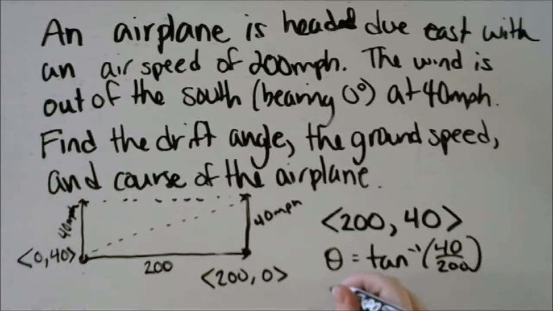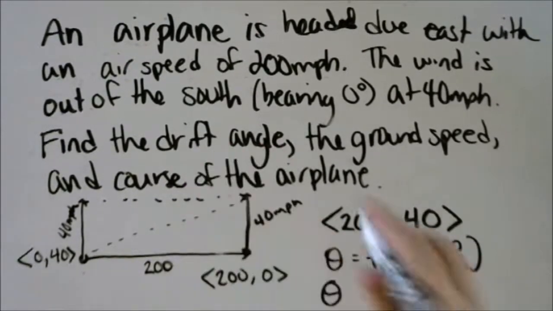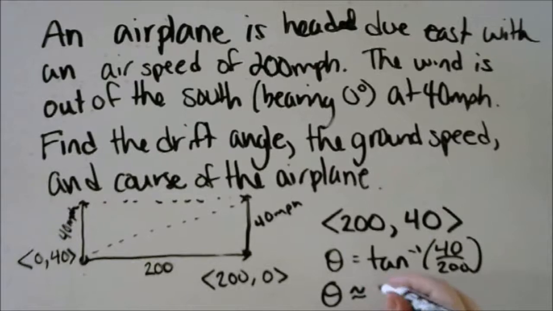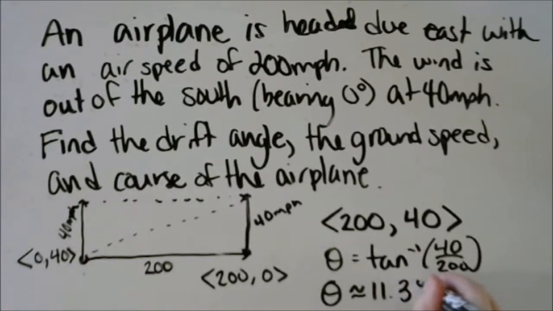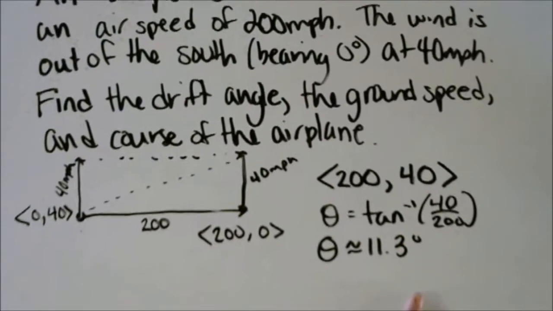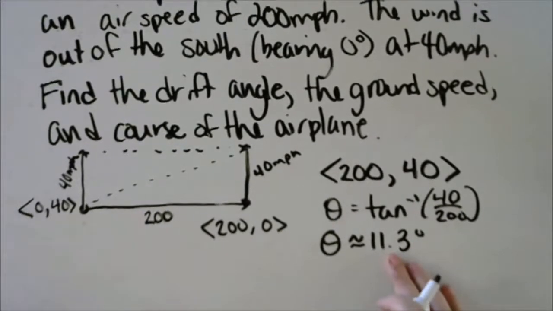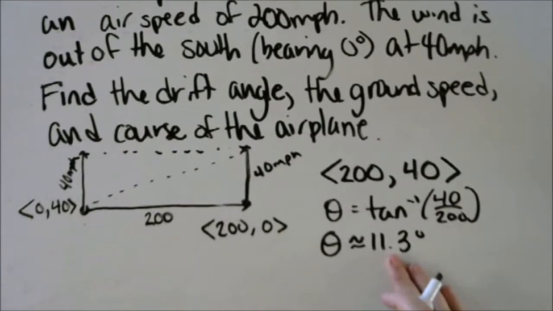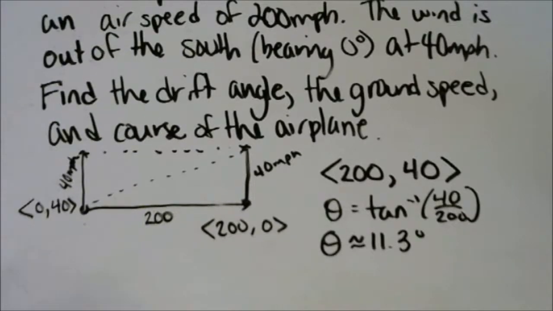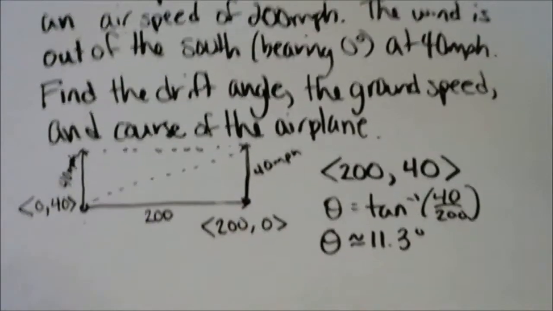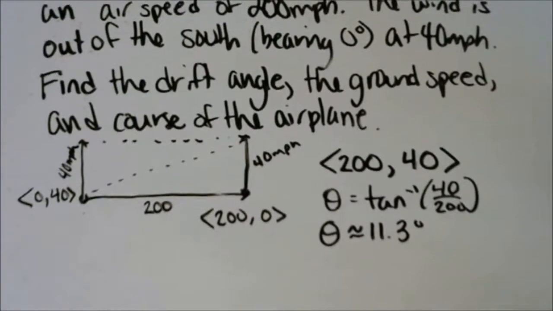And I get that the angle, or the drift angle, is approximately 11.3 degrees. Now, in a real-life context, I'm going to be slightly more accurate and carry more decimals because in real life, you actually need a high level of accuracy. Even a tenth of a degree off would cause a huge difference in a plane's path as it travels hundreds of miles to its destination.